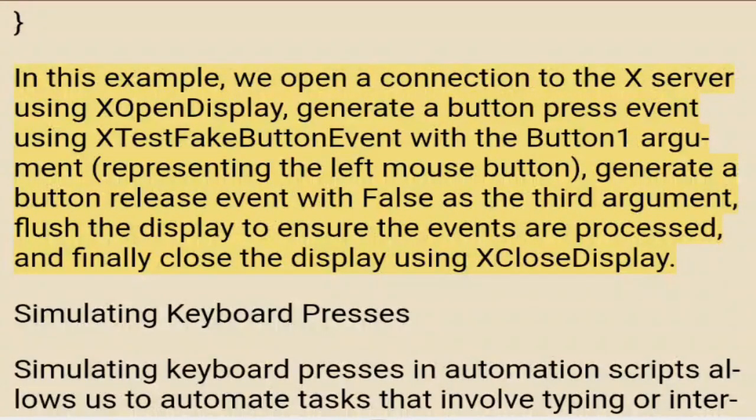In this example, we open a connection to the X server using XOpenDisplay, generate a button press event using XTestFakeButtonEvent with the button 1 argument representing the left mouse button, generate a button release event with false as the third argument, flush the display to ensure the events are processed, and finally close the display using XCloseDisplay.